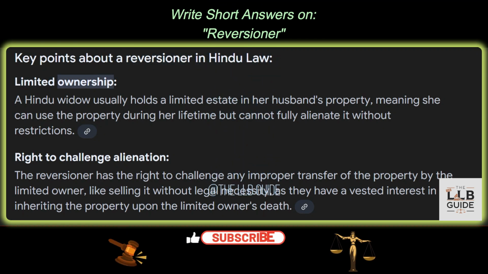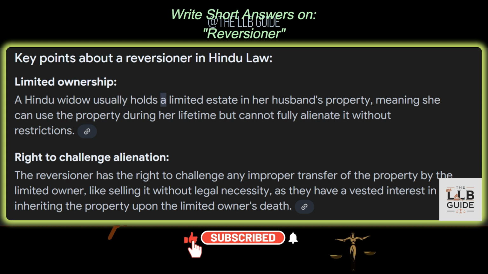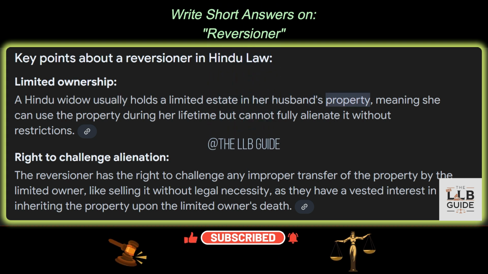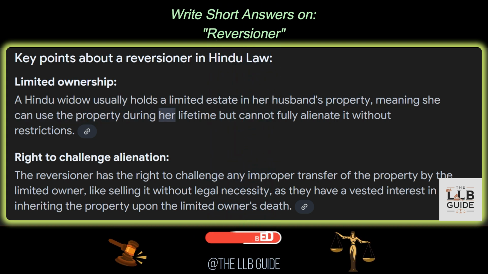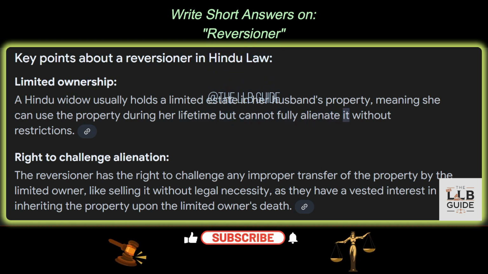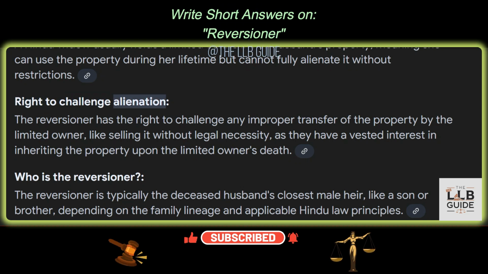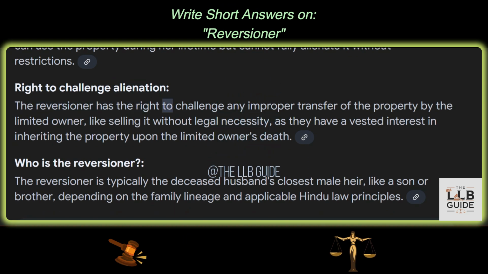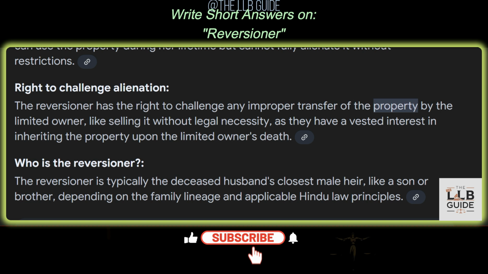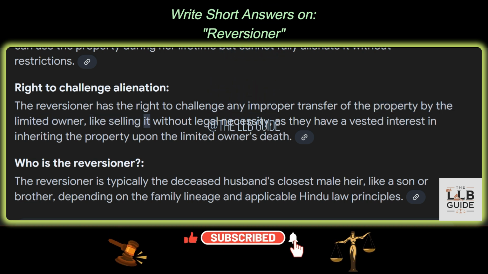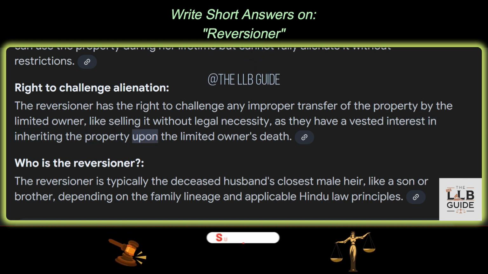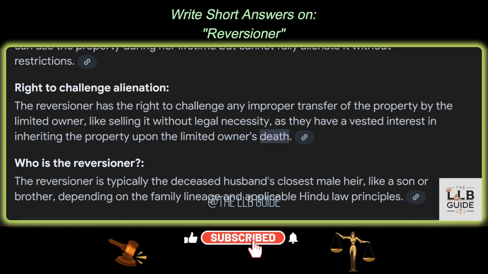1. Limited ownership. A Hindu widow usually holds a limited estate in her husband's property, meaning she can use the property during her lifetime but cannot fully alienate it without restrictions. 2. Right to challenge alienation. The reversioner has the right to challenge any improper transfer of the property by the limited owner, like selling it without legal necessity, as they have a vested interest in inheriting the property upon the limited owner's death.